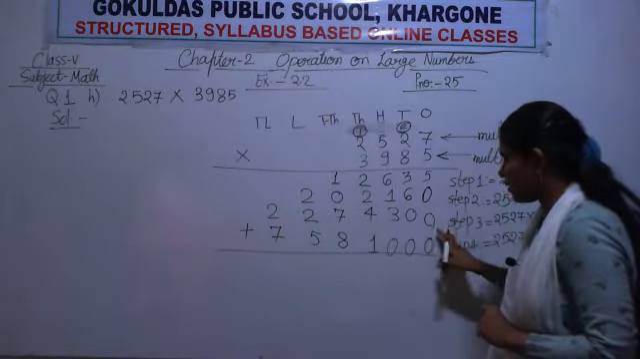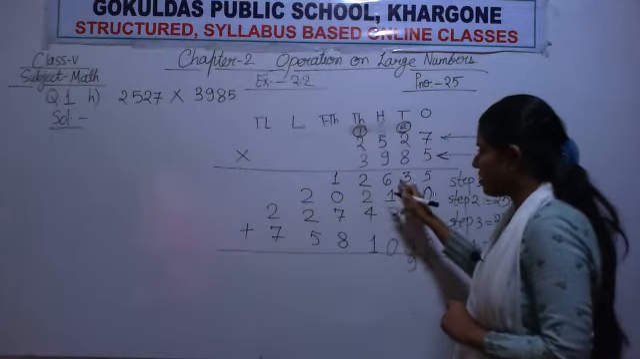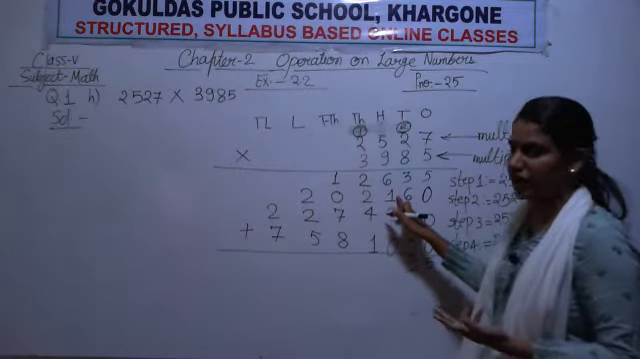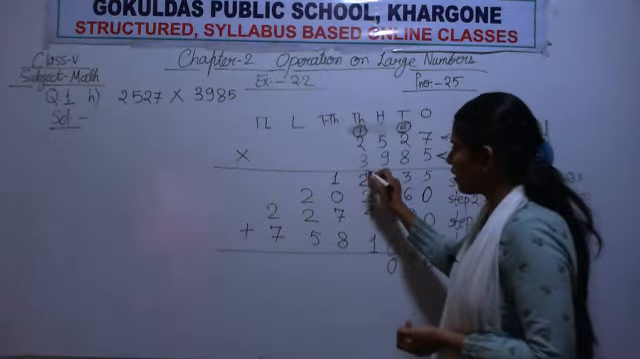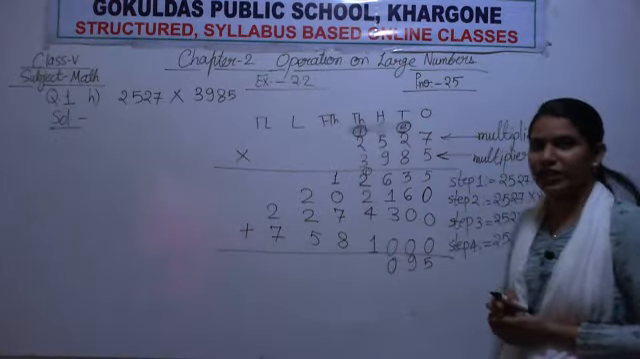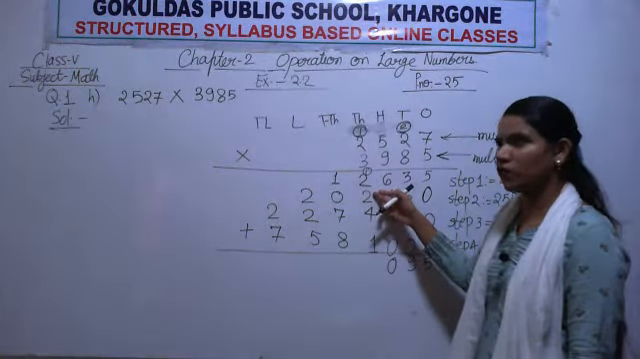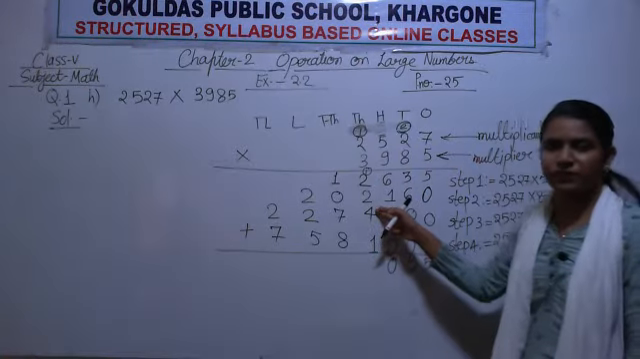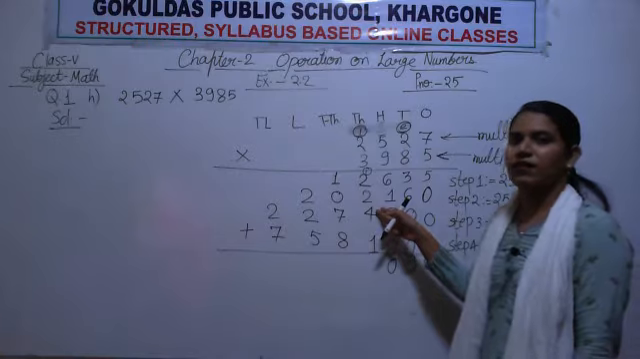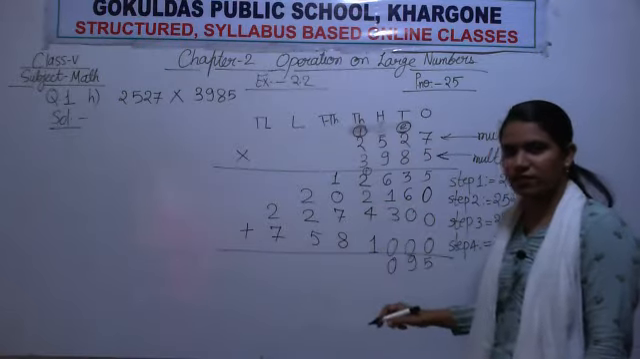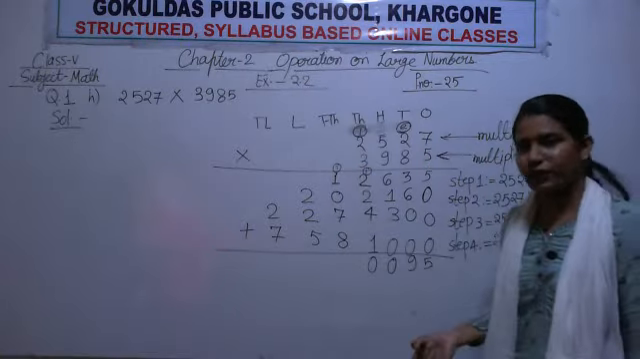5 plus 0 plus 0 plus 0 is 5. 3 plus 6 is 9. 6 plus 1, 7. 7 plus 3, 10. So you will write 10 over here. 1 regrouped with the next column. 1 plus 2, 3. 3 plus 2, 5. 5 plus 4 is 9. 9 plus 1 is 10. So 0 here. 1 is regrouped with the next column.